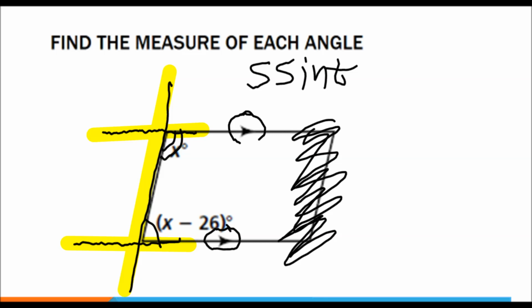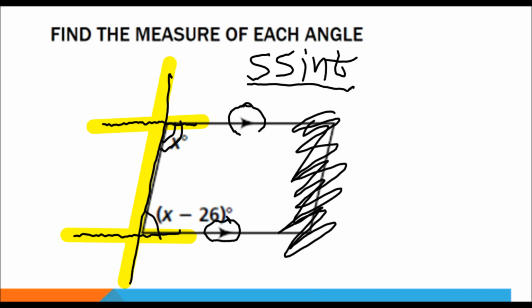Okay, great. Well, what does that mean? You may have to look back in your notes. Same side interior angles are supplementary. So that means they're going to add up to 180 degrees. So with that in mind, let's start setting up our equation. We said they would add up to equal 180 degrees. First angle is x. The next angle is x minus 26. And so there's our equation.